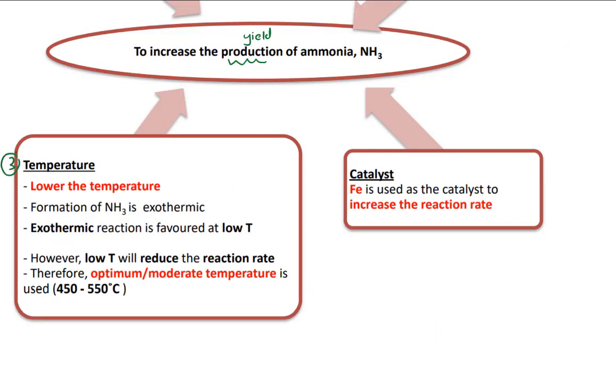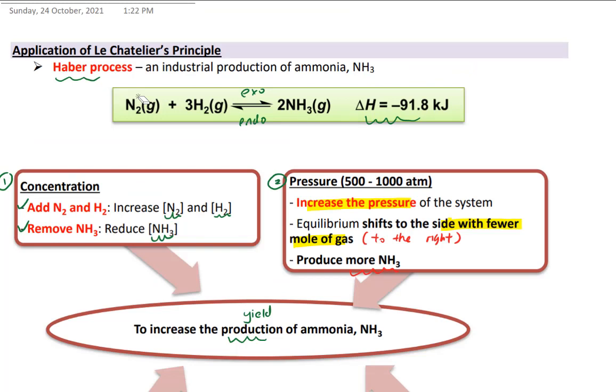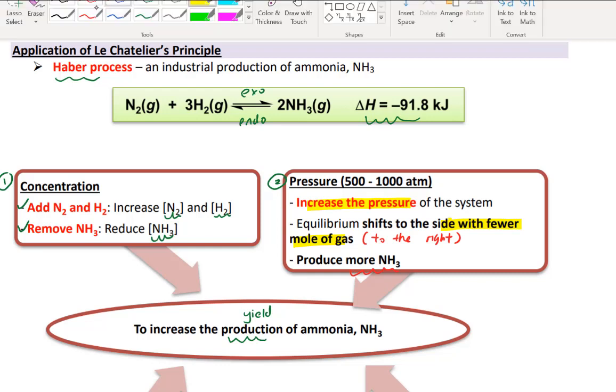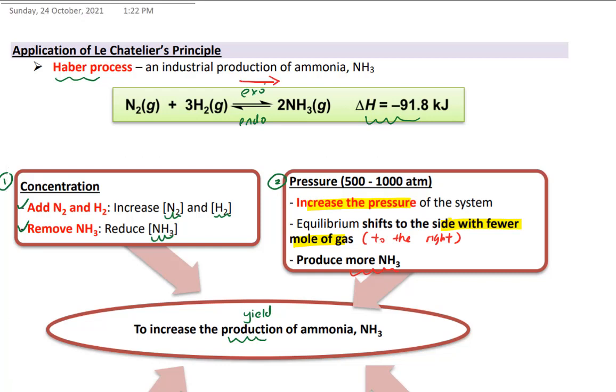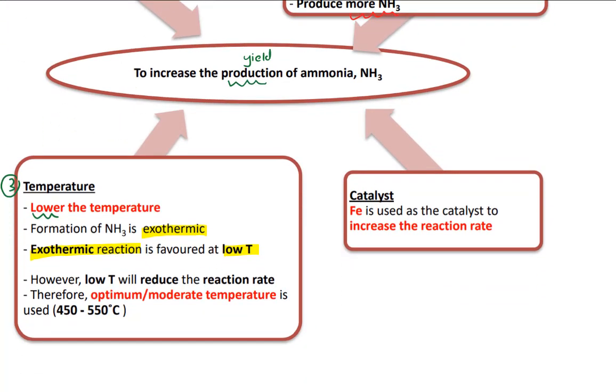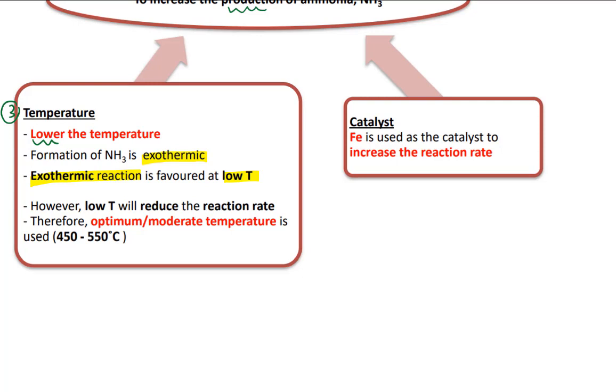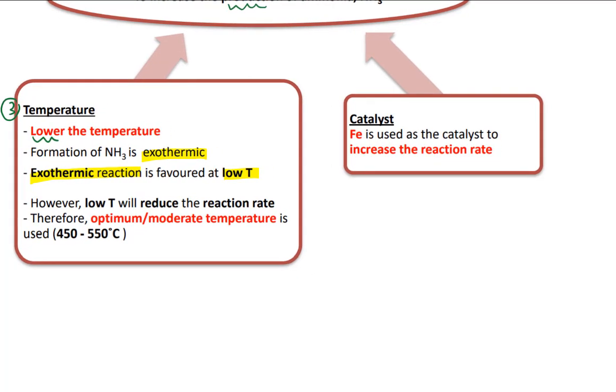Next factor, you can look at temperature. We can increase the production of ammonia by lowering the temperature. This is because the formation of ammonia, the forward reaction, is exothermic, and exothermic reactions are favored at low temperature. Referring back to the equation, we want the reaction to proceed to the right-hand side so that we can produce more NH3, and towards the right-hand side is an exothermic reaction. So you need to refer to step 2 in the factors of temperature: if you want an exothermic reaction, you need to lower the temperature.